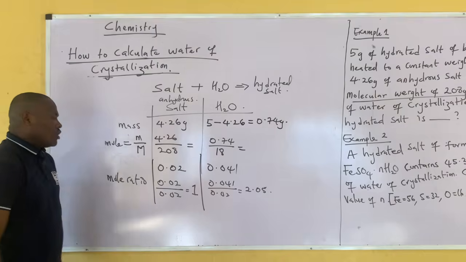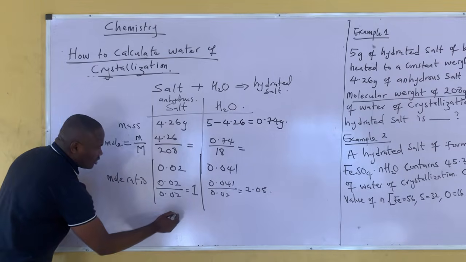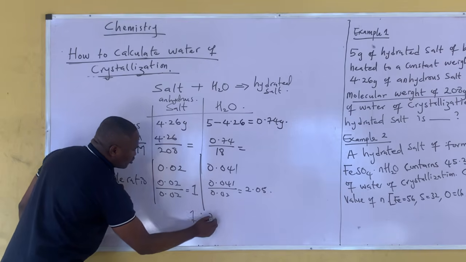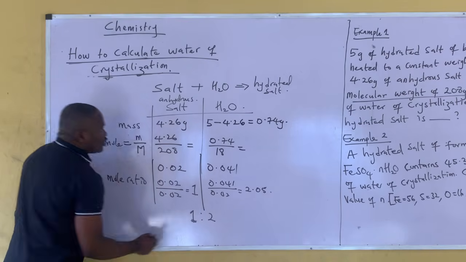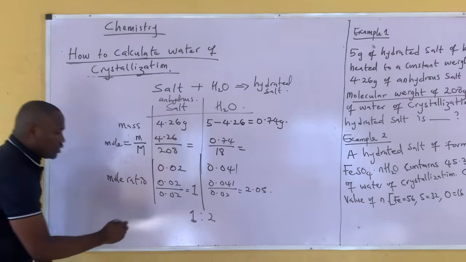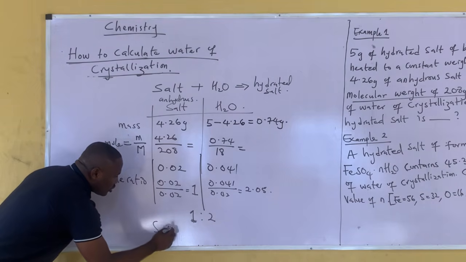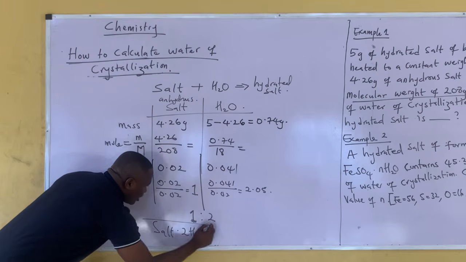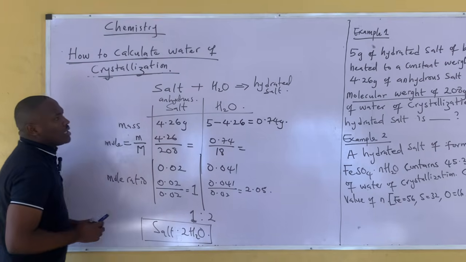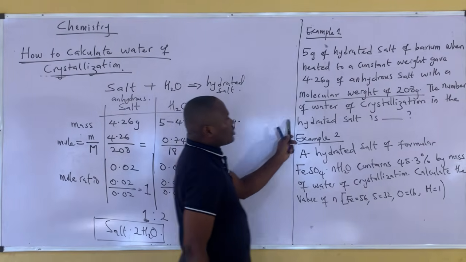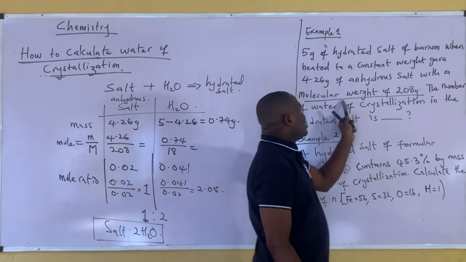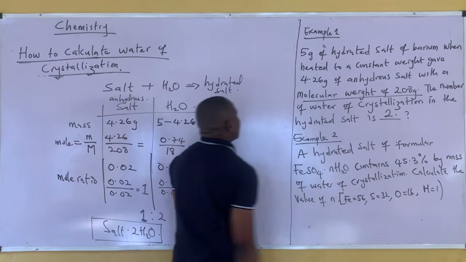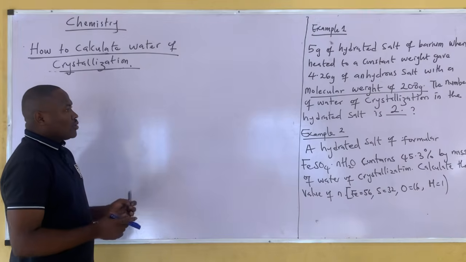This is just 2. So it means that the salt to water ratio is 1 to 2. So the salt dot 2 molecules of water. So now it means that the number of water of crystallization in this salt is 2. The answer is 2. That is our answer. Thank you. Now let's look at question number 2.